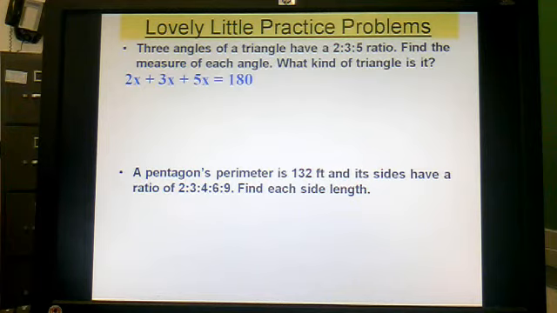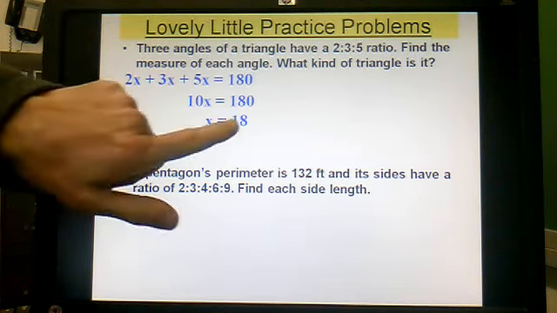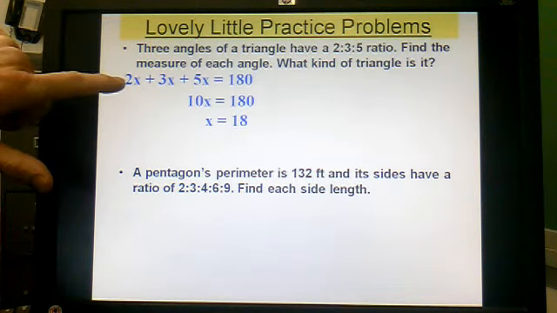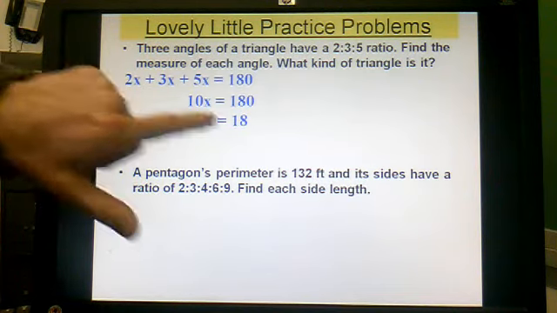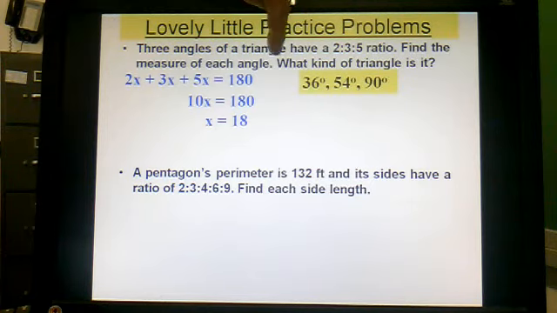And of course, eventually you can figure out and solve that x is 18, which isn't what the question's asking for. Go back and reread it. It says find the measure of each angle. Well, you plug that back in, you double it, you get 36 for the small angle. You triple it to get 54, and you multiply it by 5, and you realize it's also got a 90-degree angle in there. So it's a right triangle.